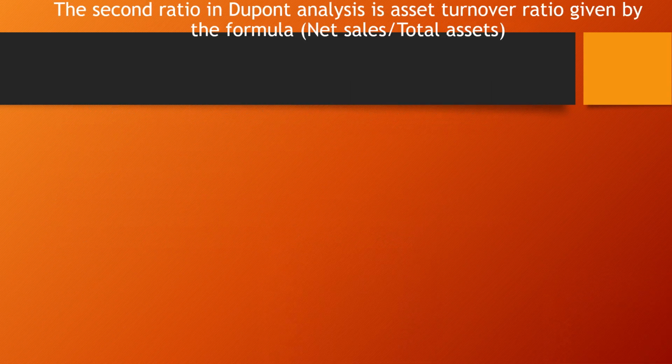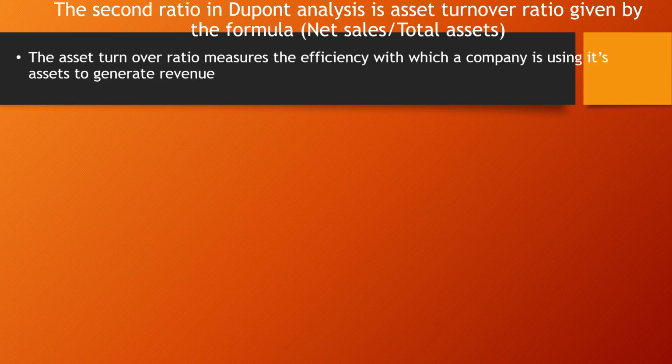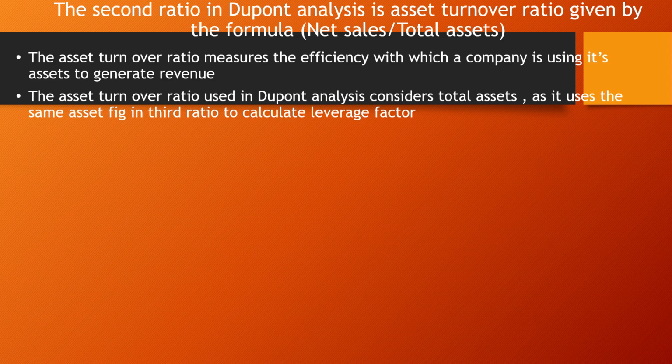The second ratio in Dupont analysis is the asset turnover ratio given by the formula net sales by total assets. The asset turnover ratio measures the efficiency with which a company is using its assets to generate the revenue. The asset turnover ratio used in Dupont analysis considers total assets, as it uses the same asset figure in the third ratio to calculate the leverage factor.